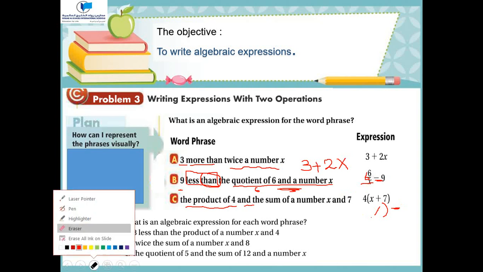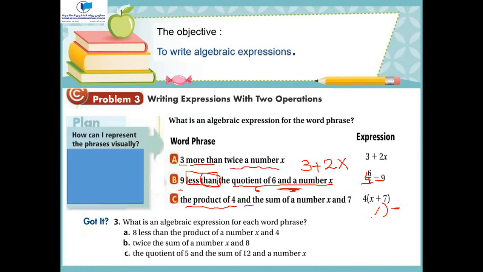You have here 8 less than the product of a number x and 4. Again, this will change the order, but I have to write all this together. So it must be 4x, because the product represents multiplication. So the product of a number x and 4 is 4x, less than, minus 8. 8, you will drop it as it is. You will just change the order because of less than.